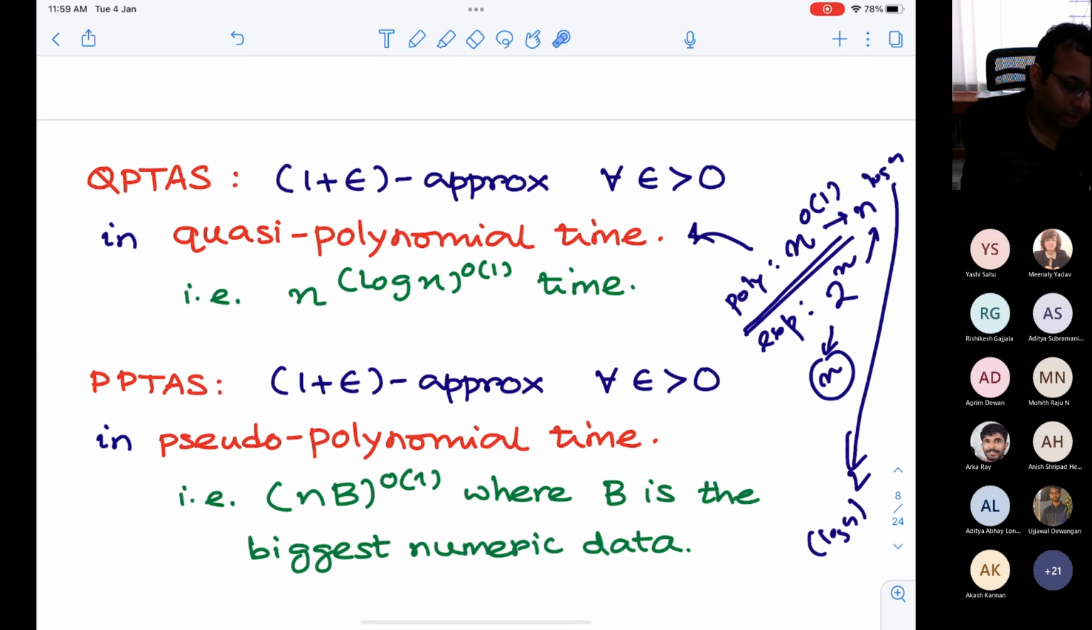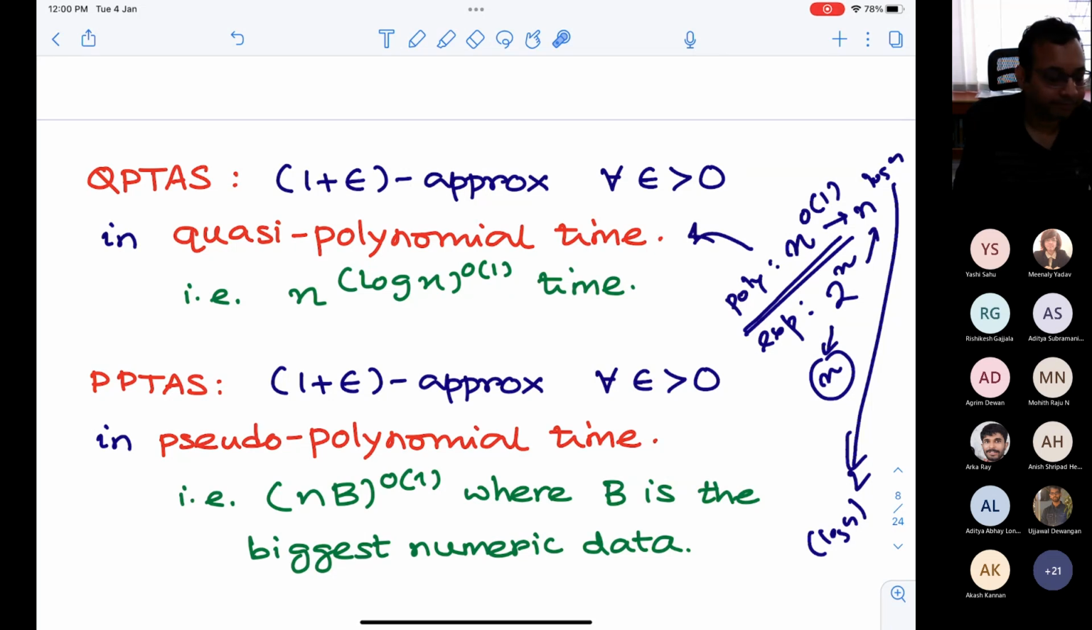So if we have an algorithm which gives a 1 plus epsilon approximation in this runtime, we call it a pseudo-polynomial time approximation scheme, or PPTAS. So these two notions are also required. Now, one reason people study these things is that if you prove some problem admits a QPTAS, then under some complexity theoretic assumption, it implies that the problem should have a PTAS. We don't have the algorithm, but we believe the problem should have a PTAS. So if you want to show the problem is easy to approximate, you show that it admits a QPTAS, which suggests you should have a PTAS in future. So these notions, QPTAS, PPTAS, quasi-polynomial time and pseudo-polynomial time, you have to remember.